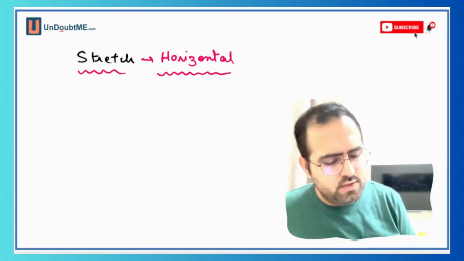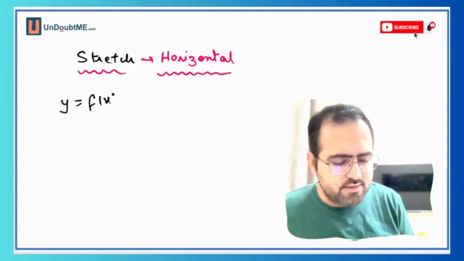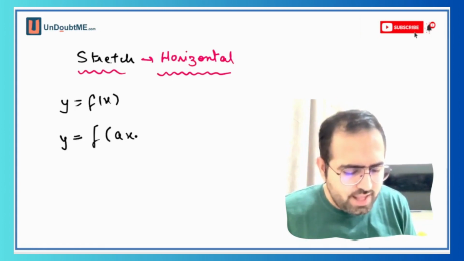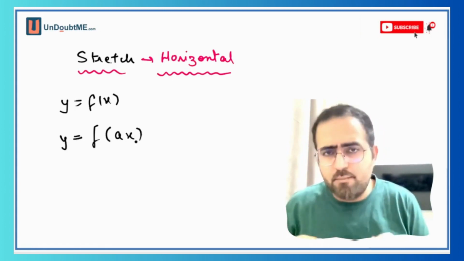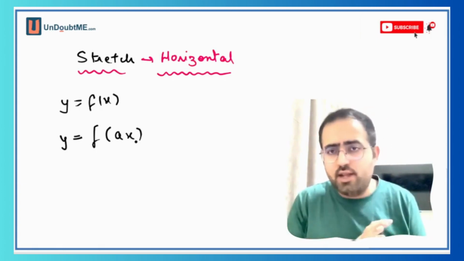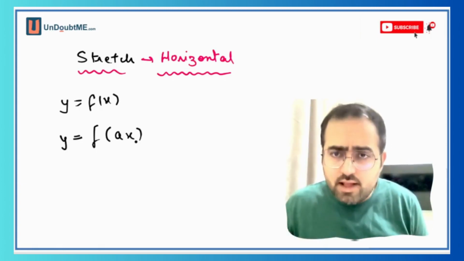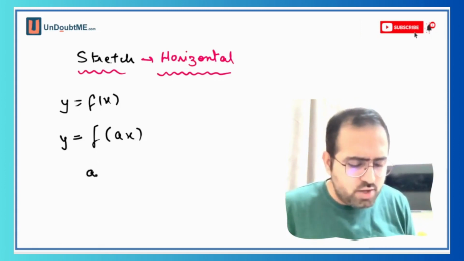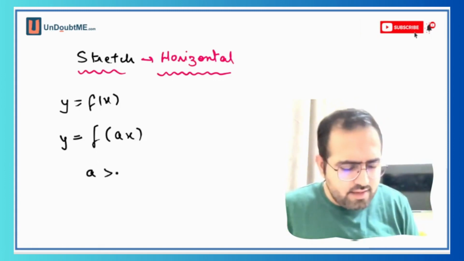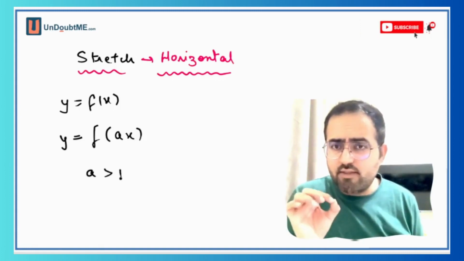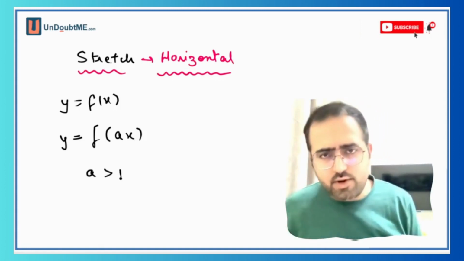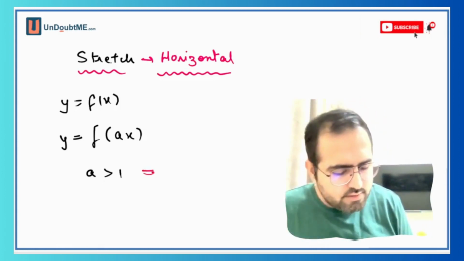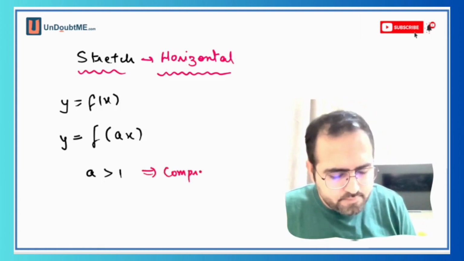Let us understand. If I take y is equal to f(x) as the function, and I write y is equal to f(ax), it means that a, which was multiplied outside in the previous case, is now being multiplied inside. That is the only difference, as you can notice. Based on the value of a, if a is greater than 1, the things are a bit different here, so try to understand it carefully. If the value of a is greater than 1, then that will lead us to compression.